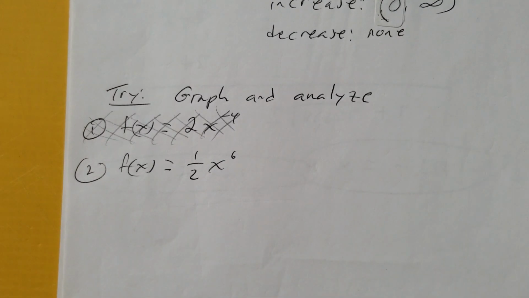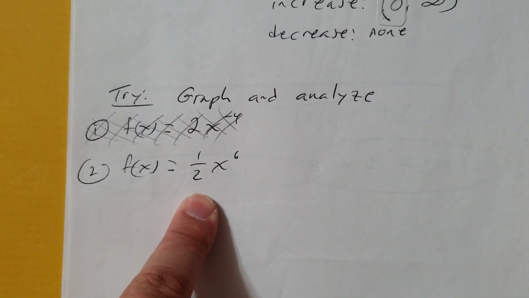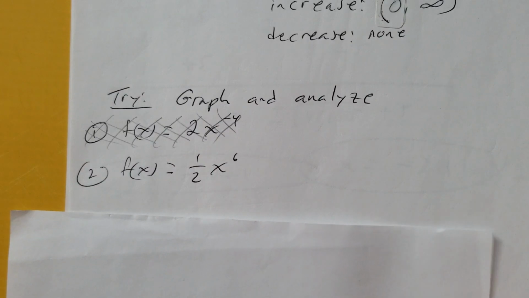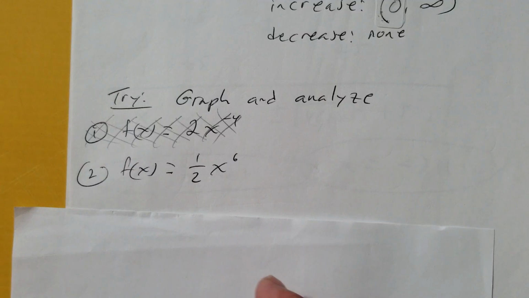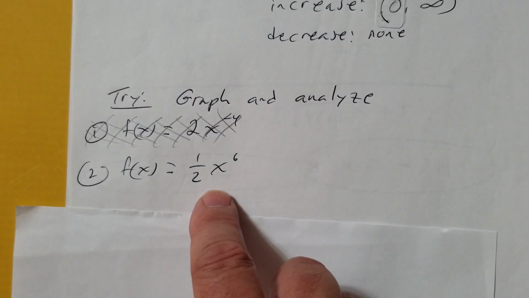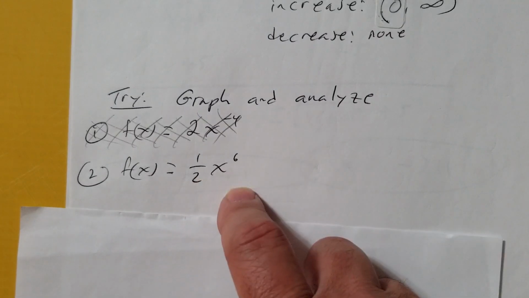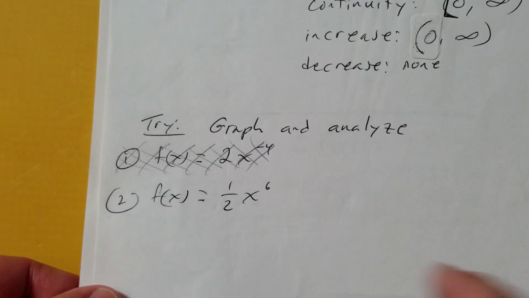Why don't you try graphing and analyzing, just like what we did up here, this one, right? So to graph it, do the x, y column and just choose for x 0, 1, 2, 3, and you'll get the idea of what's going on. Choose some negative x's too. So how about negative 2, negative 1, 0, 1, 2 for x's. Plug them in and see what you get for y. Okay? We'll do that in class.